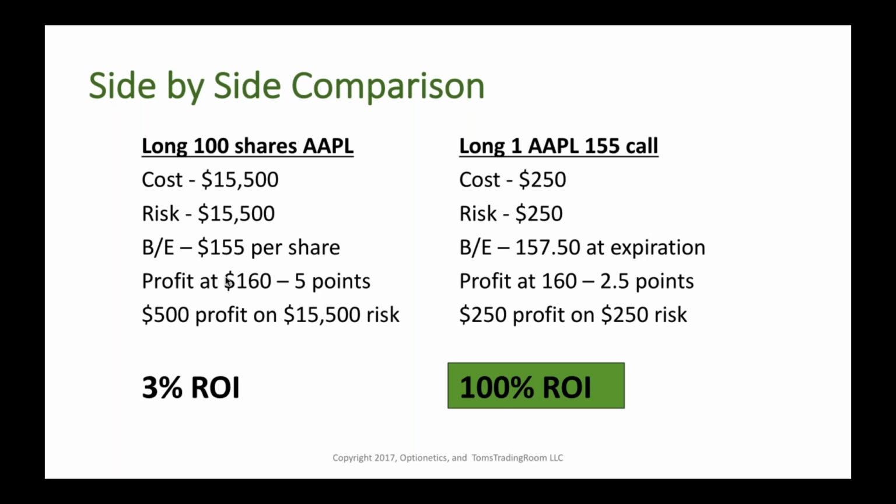We do have a higher break even, but look what happens if we go to 160 on the right. 100% return on investment in terms of what those options should be valued at, because a 155 call is worth 5 points at 160. That gives us a profit of 2.5 points on a cost of 2.5 points.